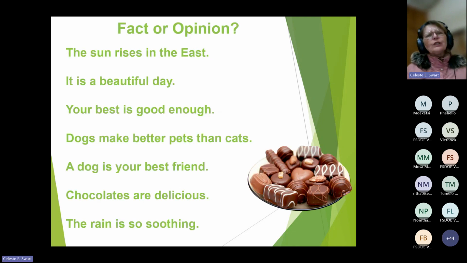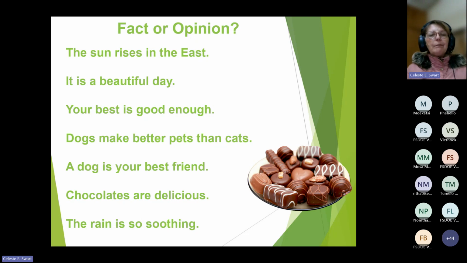Now, is this fact or opinion? The sun rises in the east. Great. We've already said that's a fact because we can prove it. We can use scientific proof to show that this is really what happens. The next one. It is a beautiful day. Is that true? Is it fact? It's an opinion. It might be something that I think. If I say your best is good enough, is that fact or opinion? It is also an opinion.